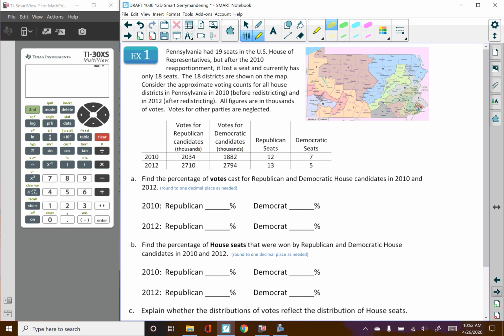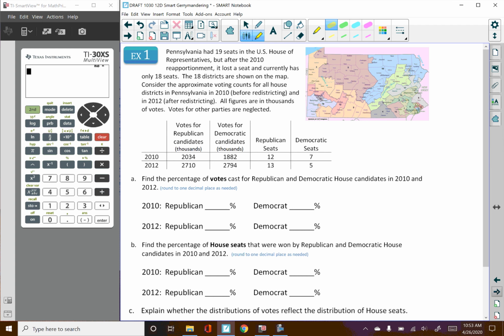Okay, so we're going to look a little bit closely at Pennsylvania. In the early 2000s, Pennsylvania had 19 seats in the House of Representatives, but after the 2010 census and reapportionment, it actually lost a seat, and it currently has only 18 seats. The districts for those 18 seats are shown in this map of Pennsylvania over here.